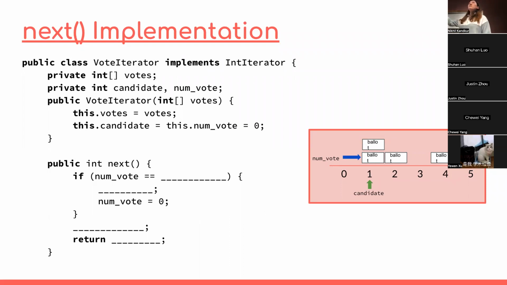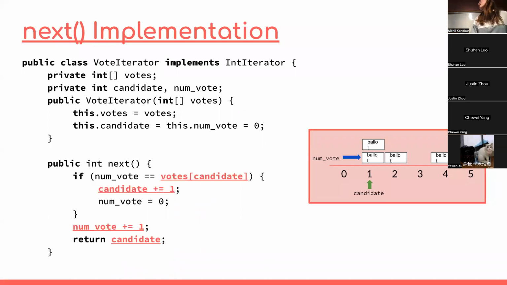So what would you be returning? Candidate. And then, yeah, I'll just show you. Why not? And then you have another section that's not incrementing, that's repurposing num votes to 0. So in what case would you be doing this?